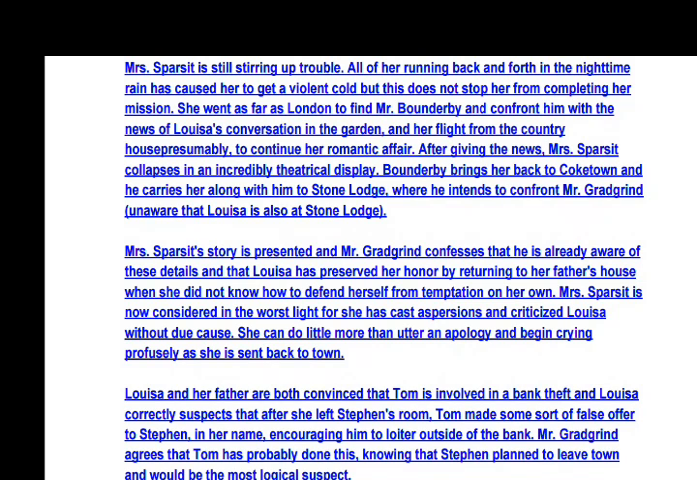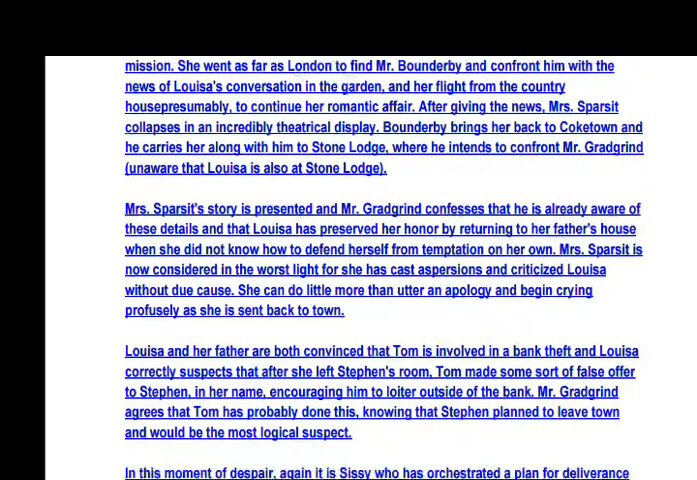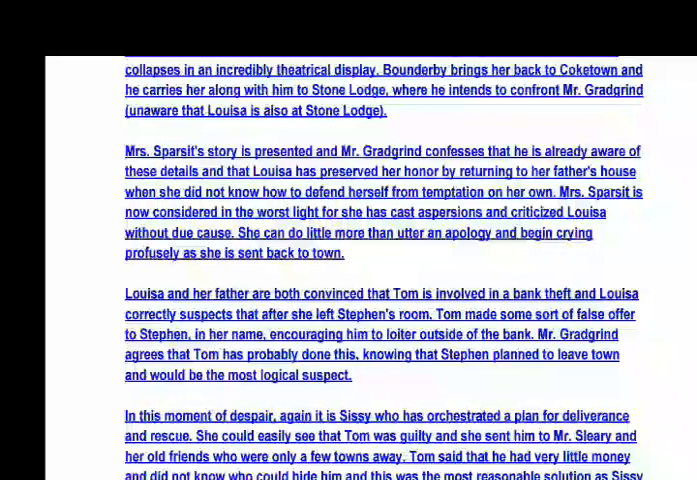Bounderby brings her back to Coketown, and he carries her along with him to Stone Lodge, where he intends to confront Mr. Gradgrind, unaware that Louisa is also at Stone Lodge. Mrs. Sparsit's story is presented, and Mr. Gradgrind confesses that he is already aware of these details and that Louisa has preserved her honor by returning to her father's house when she did not know how to defend herself from temptation of her own.